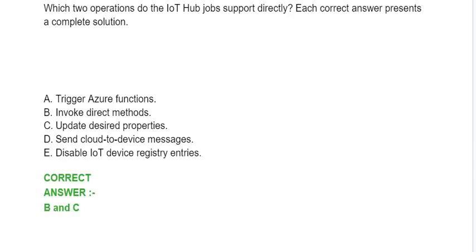Options are Option A. Trigger Azure functions. Option B. Invoke direct methods. Option C. Update desired properties. Option D. Send cloud to device messages. Option E. Disable IoT device registry entries. Correct answer is option B and option C. Invoke direct methods and update desired properties.